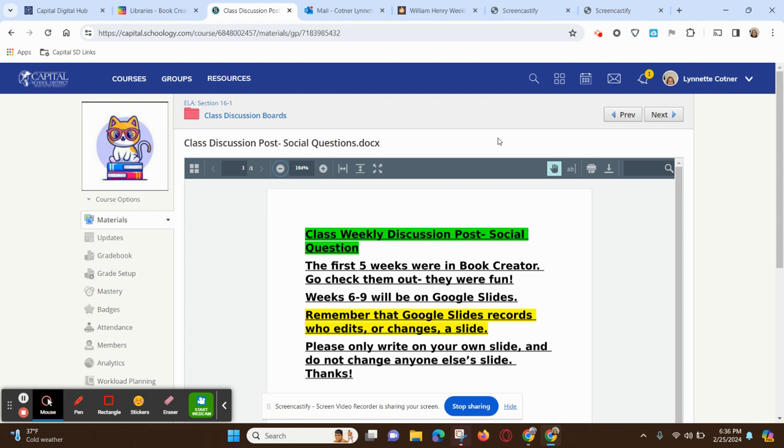So Google Slides is a little more demanding. They have a history feature, and you can tell who is editing what slide. And so my technology person for my school said the rest of the collaboration questions will need to be Google Slides so that if anyone does anything inappropriate, we will be able to figure out who it is. So they did a really nice job, though.